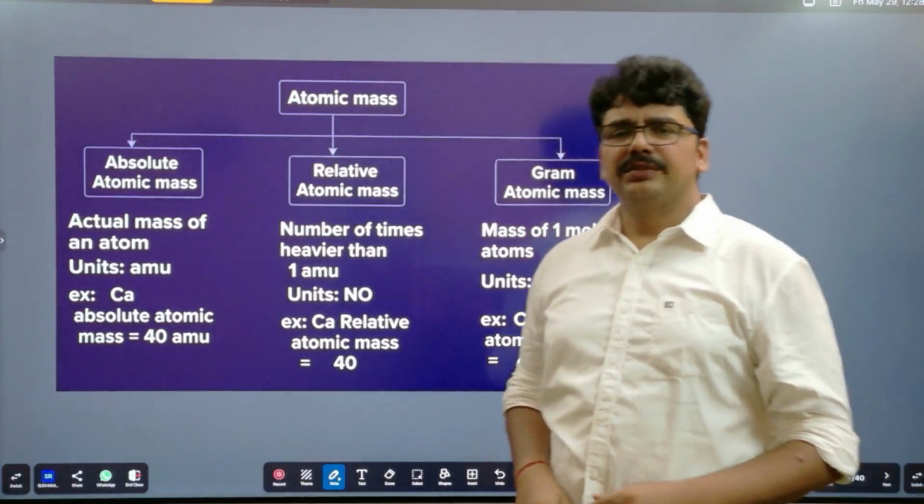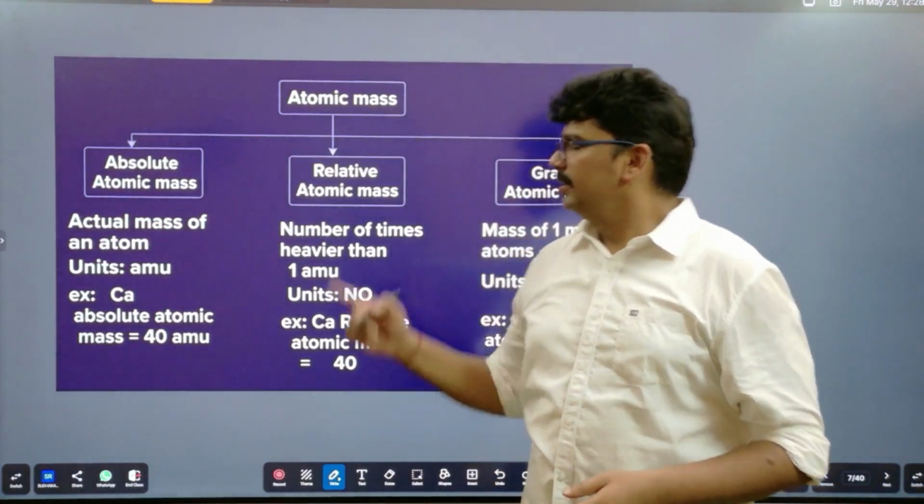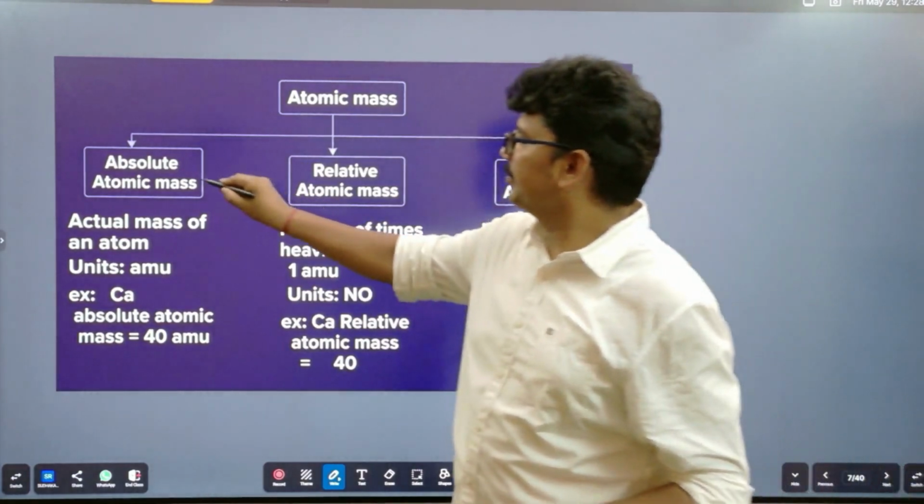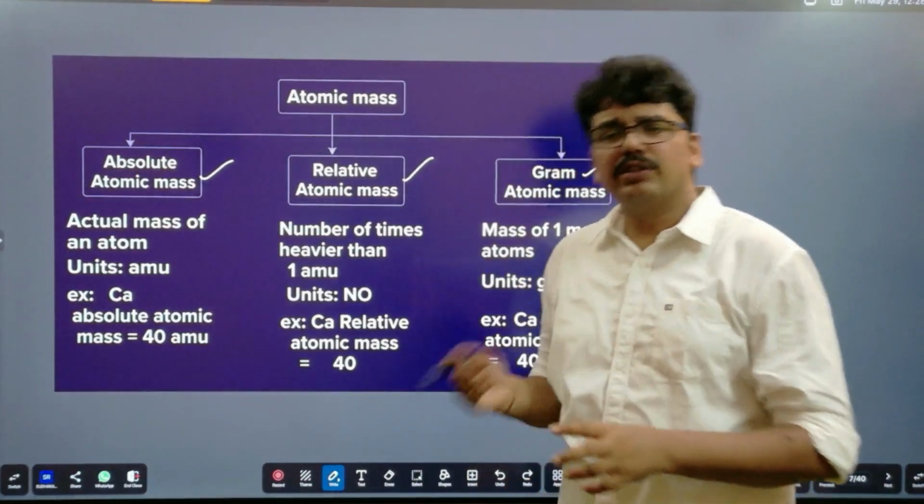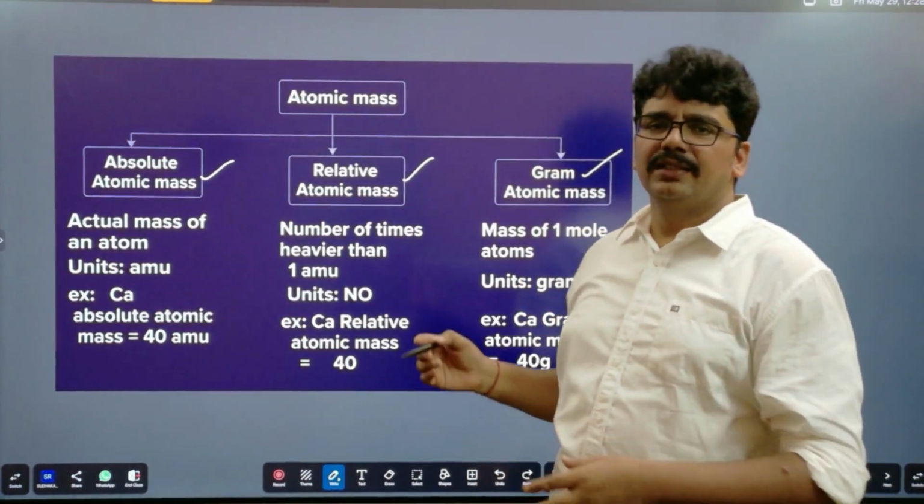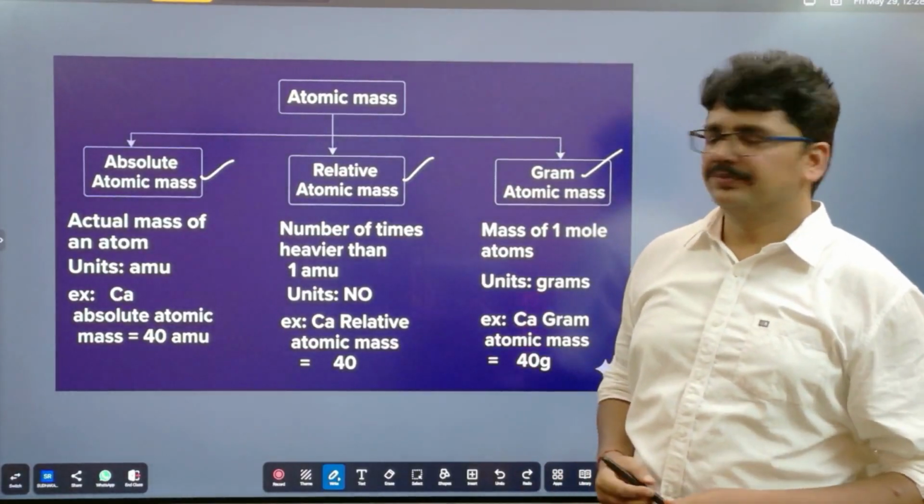Three different types of atomic mass: absolute atomic mass, relative atomic mass, and gram atomic mass. And a fourth one is also there, which we will see at last, that is average atomic mass.